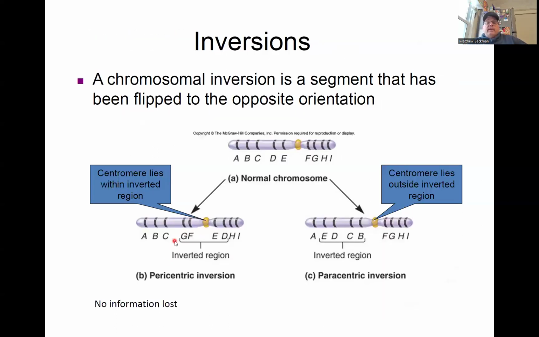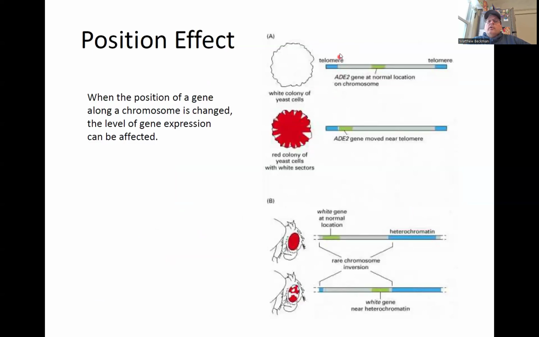Now, what is a position effect? I've been blabbing about it. So think of this as a chromosome. Remember, the telomeres are at the ends. We have a gene of interest here called ADE2. This is a gene that's involved in adenine biosynthesis in yeast. This is Saccharomyces cerevisiae. This is the baker's yeast. So the ADE2 gene is really important.